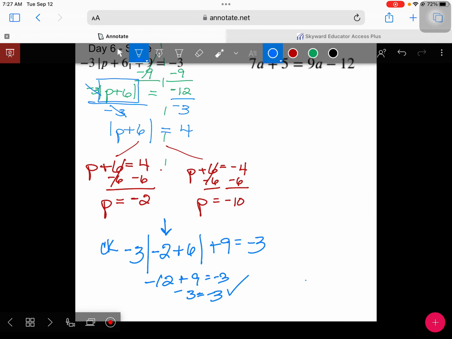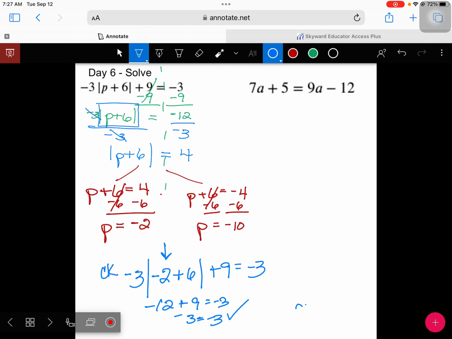And let's do the check with P being equal to -10. I'm going to do that up here. -3 times the absolute value of -10 plus 6, plus 9, is that equal to -3? -10 plus 6 is -4. Absolute value of negative 4 is positive 4. Negative 3 times positive 4 is negative 12. Negative 12 plus 9 is negative 3. Negative 3 equals negative 3.